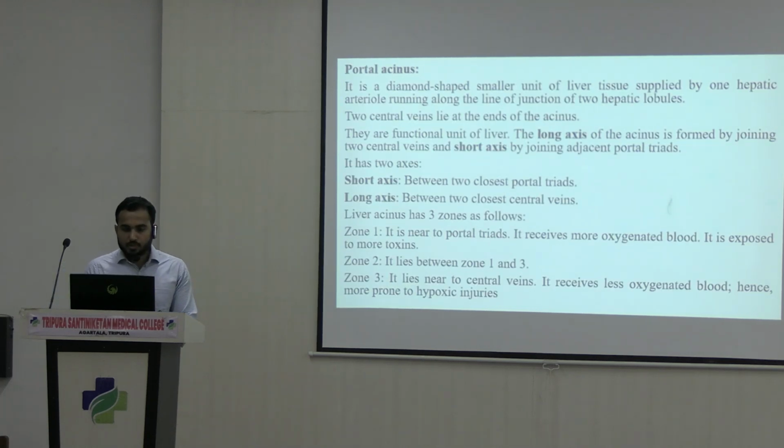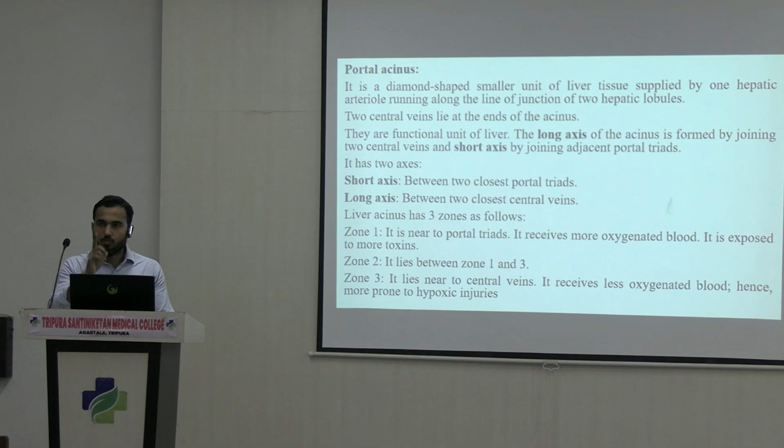Next, the last one is the portal acinus. Now, what is the shape of the portal acinus? It is diamond shaped. Okay, a smaller unit of the liver tissue. So this portal acinus is small as compared to the other lobule which we have discussed. Okay, and this is supplied by one hepatic artery running along the line of the junction of two hepatic lobules. Okay. So in between the two hepatic lobules, one branch of the hepatic artery is there which will go and supply this particular diamond shaped area which is called the portal acinus.